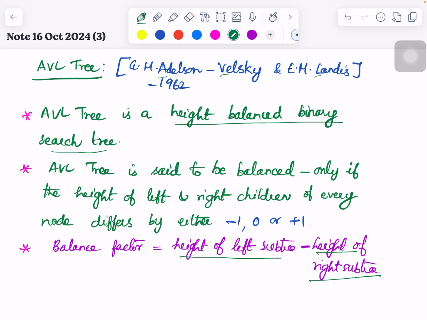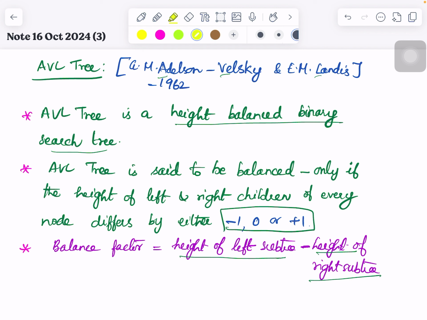What is meant by a balancing factor is the difference between the height of the left subtree and the height of the right subtree. Every node in a tree will maintain an extra piece of information which we call the balancing factor. And when can we tell that the AVL tree is a height balanced binary search tree? When the balancing factor for every node of the AVL tree is either -1, 0 or +1.